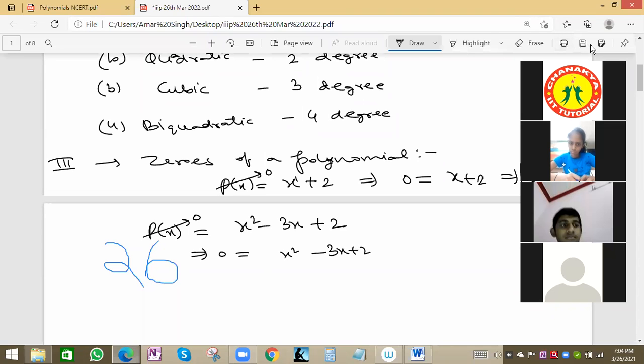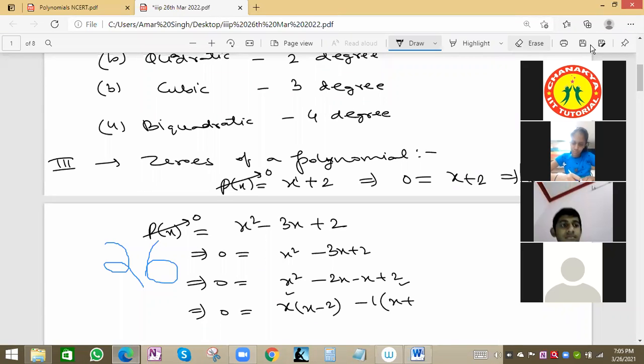And we can do splitting the middle term. No issue. 0 will be equal to x square minus 2x minus x plus 2, because minus 2x minus x is minus 3x, and if we multiply we get 2x square. That is the method of splitting the middle term. So 0 will be equal to x, we can take common, x minus 2, and minus 1 we can take common, x minus 2.